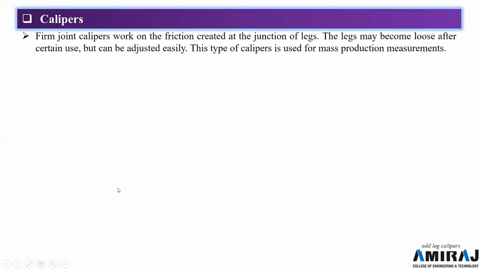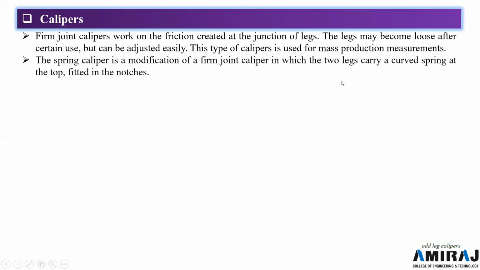Now the description of the firm joint caliper. It works on the friction created at the junction of the legs, and the legs may become looser after certain use and can be adjusted easily. This type of caliper is used for mass production measurement. The spring caliper is a modification of the firm joint, in which two legs carry a curved spring at the top and are fitted in the notches.